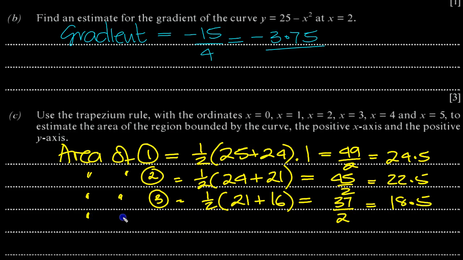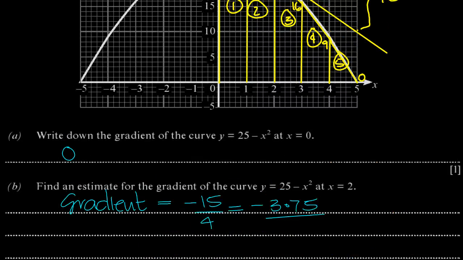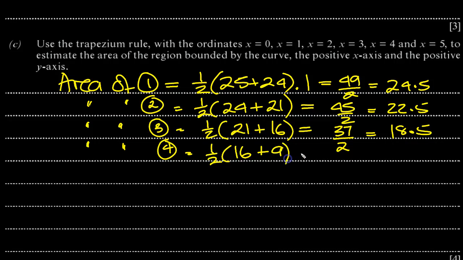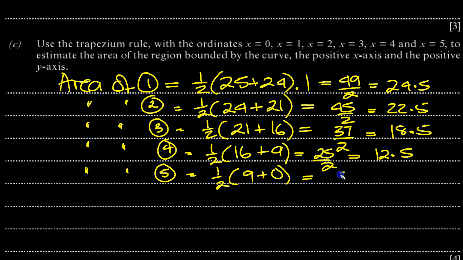And then area of 4 is half of the 16 plus the next height, which is 9, isn't it? 9. 25 over 2, which equals 12.5. And area of 5 then is equal to half of the 9 plus the 0, which is 9 over 2, which is 4.5.